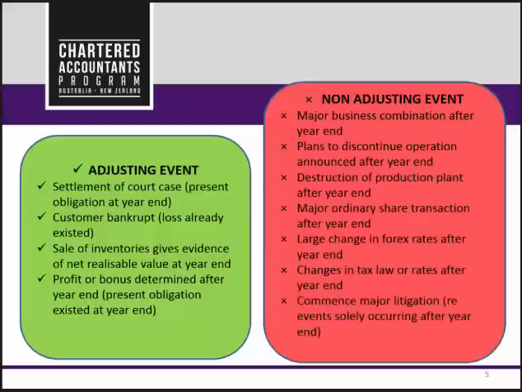We can also see a number of non-adjusting events that the standard provides us with by way of example. Some of the interesting ones are business combinations or discontinued operations after year end, and like event B, destruction of production plant after year end. Things like share issues after year end, changes in foreign exchange rates, changes in tax law pronounced after year end, or the commencement of major litigation regarding events that occurred totally after year end are all some of the examples given to us in the standard.